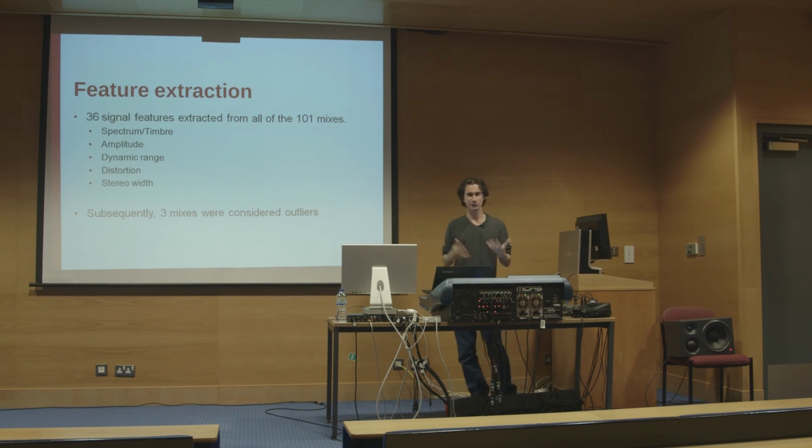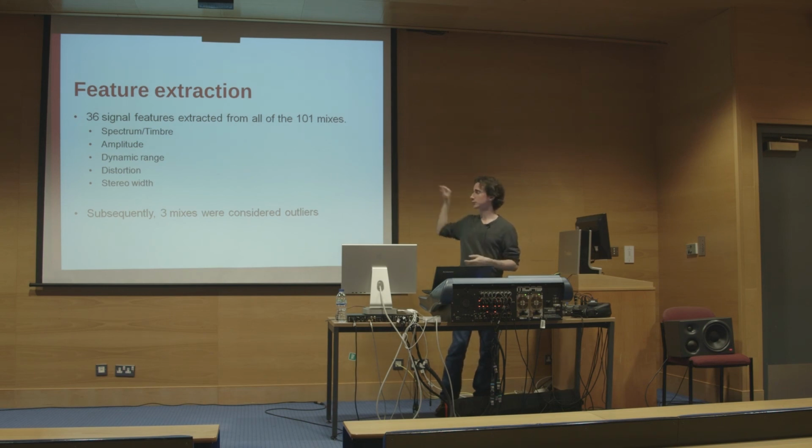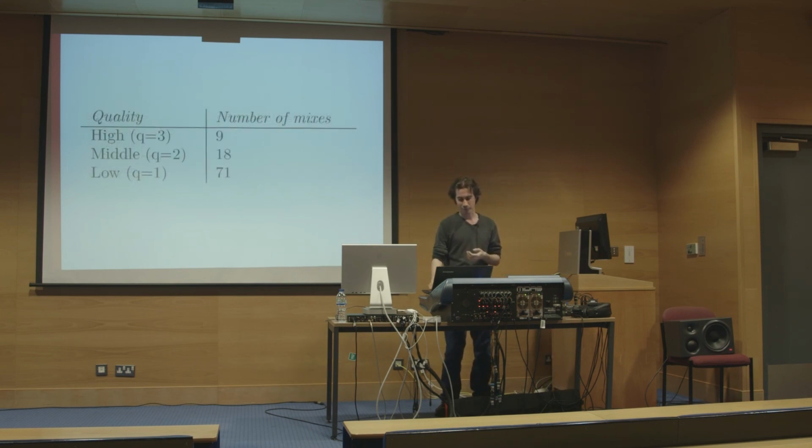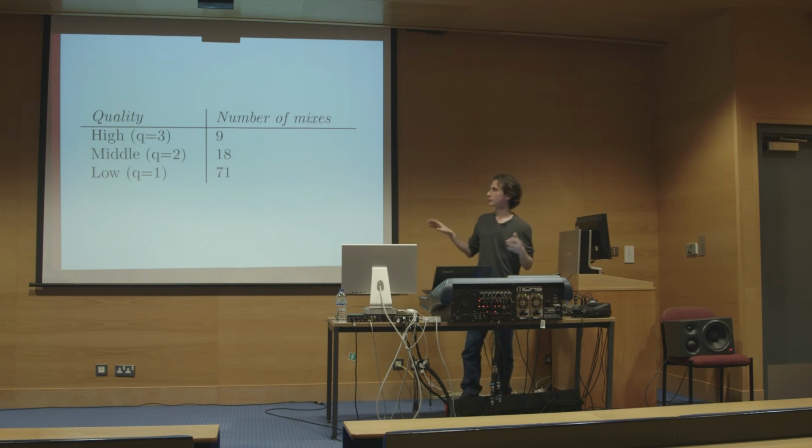But in this case, you've got different mixes of the same song, where the instruments are the same, the lyrics are the same, the tempo is the same, and some of these features wouldn't really vary that much. So it's an ongoing thing to try and find out which features are useful and relevant here. After taking all these features in that 36-dimensional space, there were 3 out of 101 that we considered to be outliers, and removed those. Then we folded the winner and the 2 runner-up mixes into a high-quality category, and split it into 3 different levels of quality.